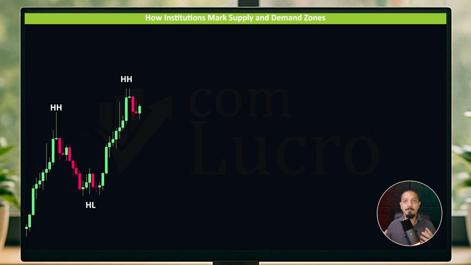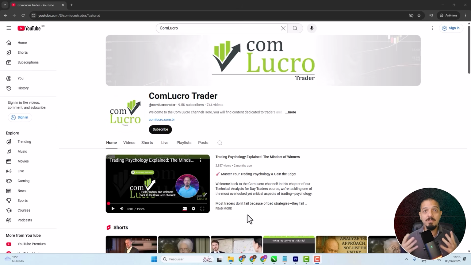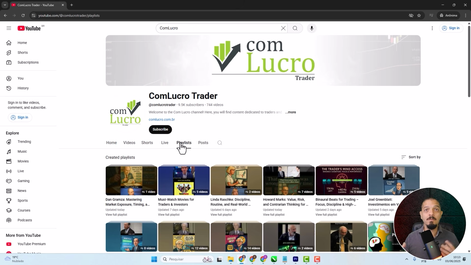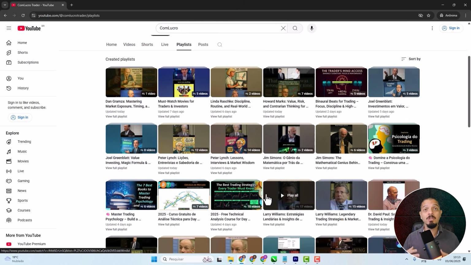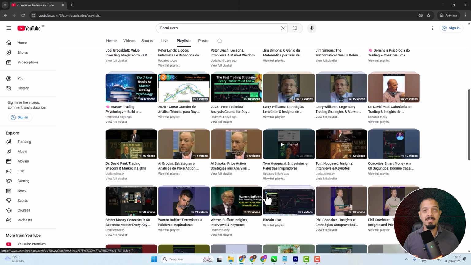Follow the framework step by step, wait for confirmation, and you will start seeing the market through a true institutional lens. Please also remember that the mission of the ComLucro channel is simple. We focus on giving traders clarity, confidence, and structure, so market decisions are made with discipline and intention.